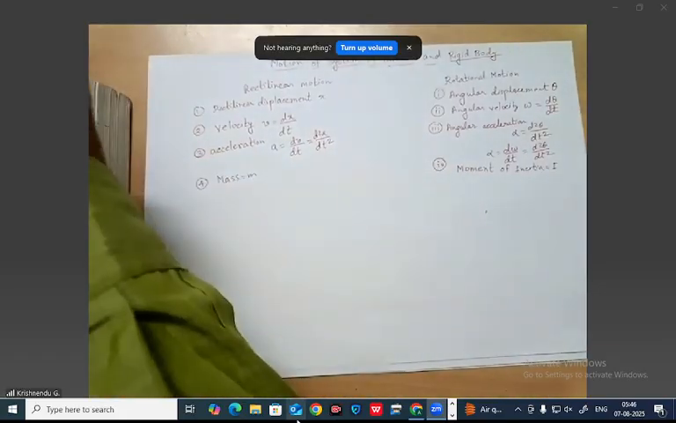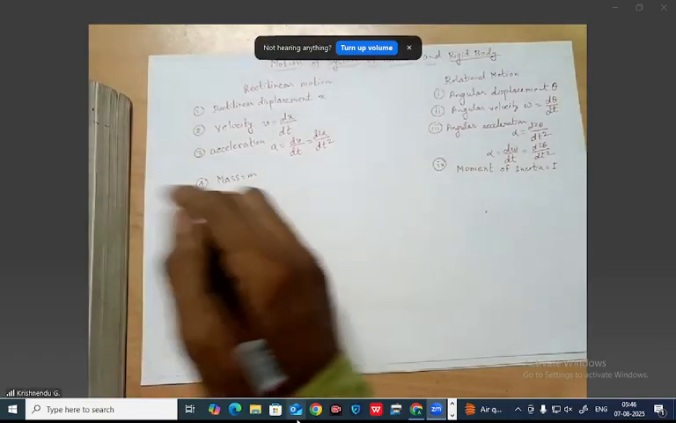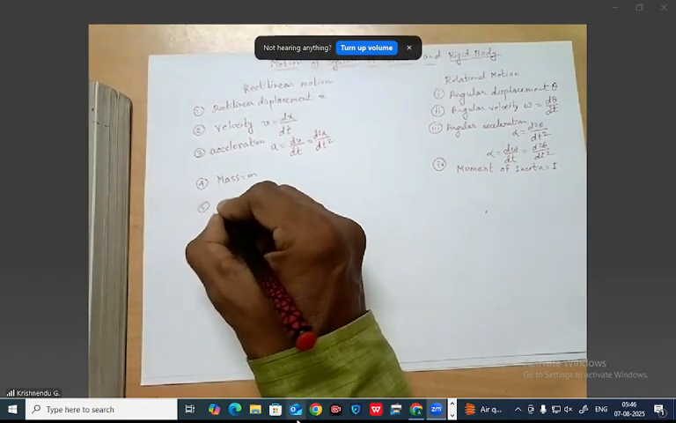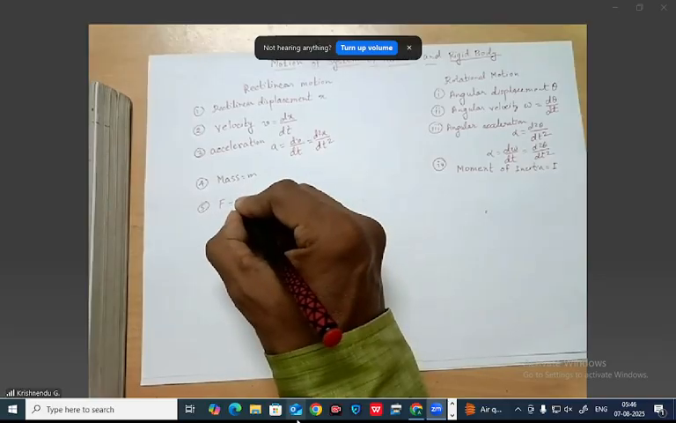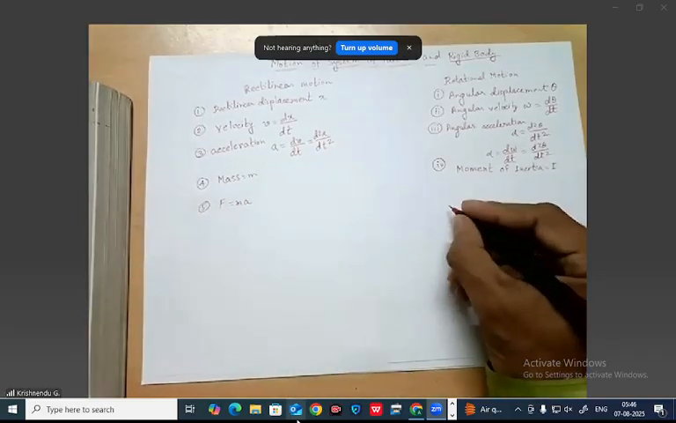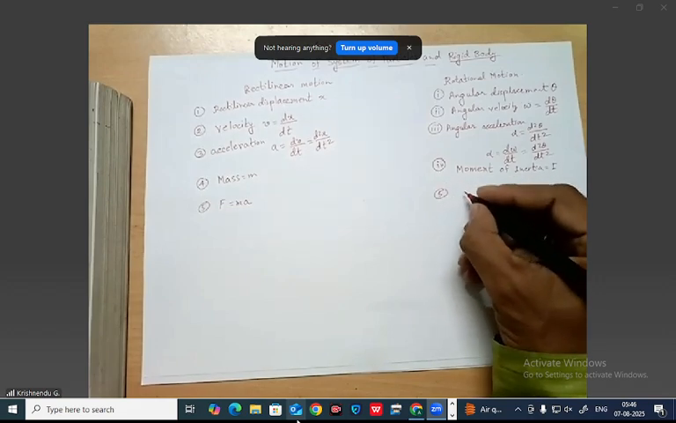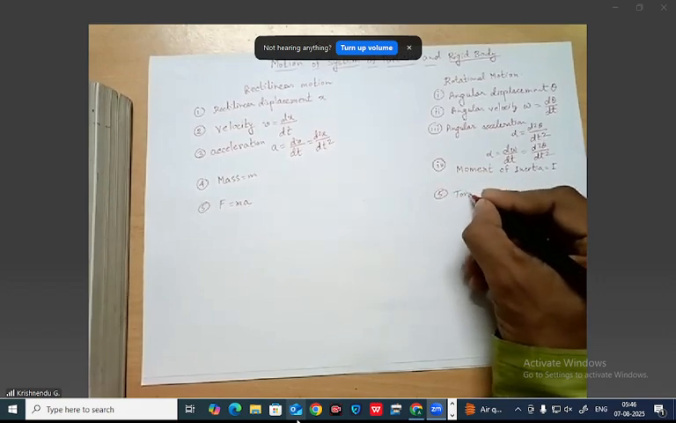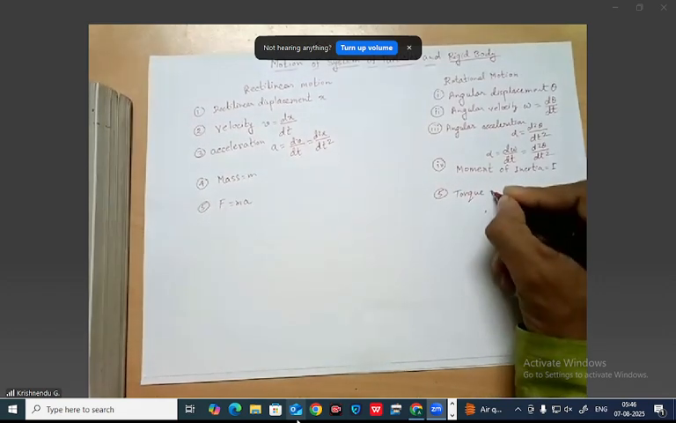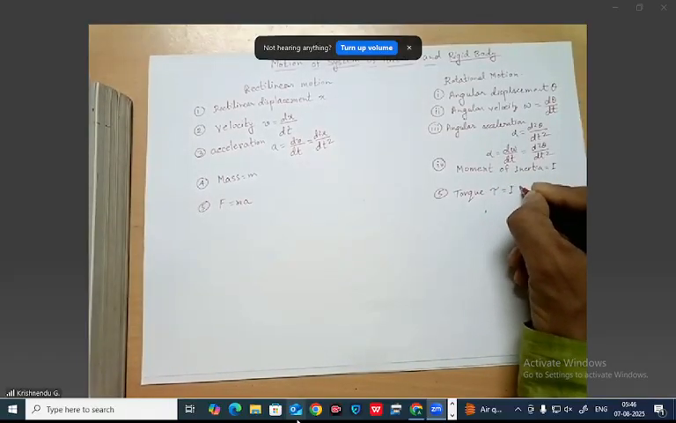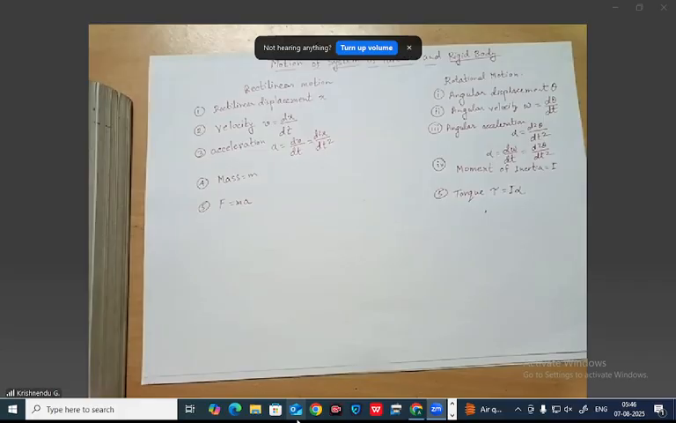Number five is force. F is equal to m into a. But in the case of rotational motion, it will be torque, that is tau is equal to I into alpha. I is the moment of inertia and alpha is the angular acceleration.